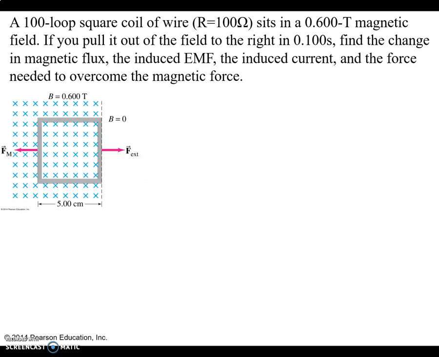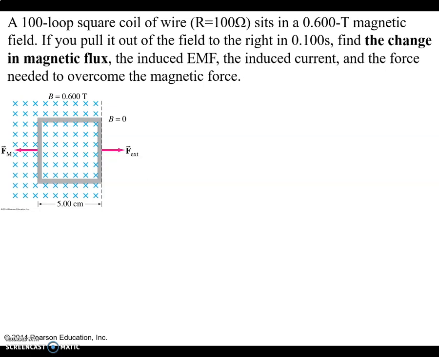We want to find the induced EMF. We want to find the induced current. We also want to calculate the total force needed to overcome the magnetic force and actually be able to pull that loop out of the magnetic field. Let's start off by talking about the change in magnetic flux.